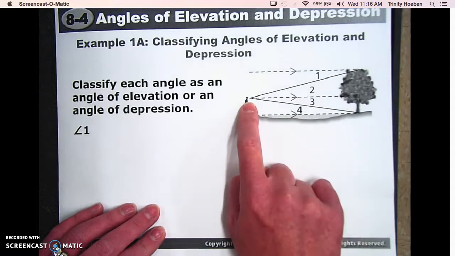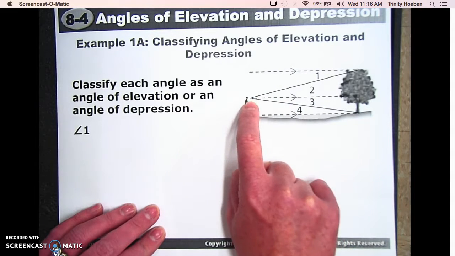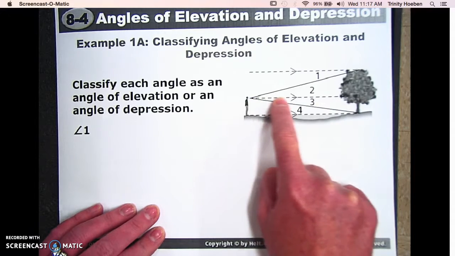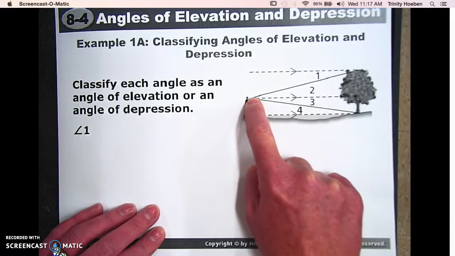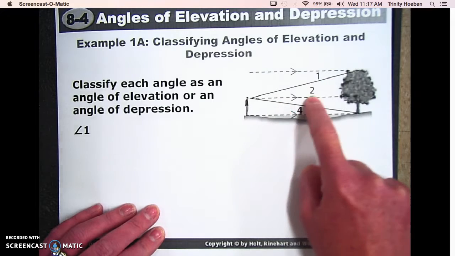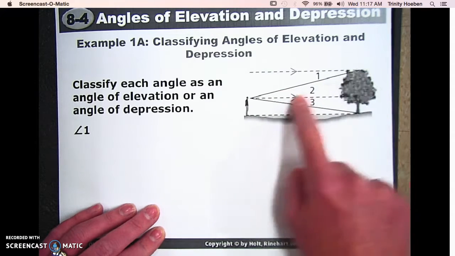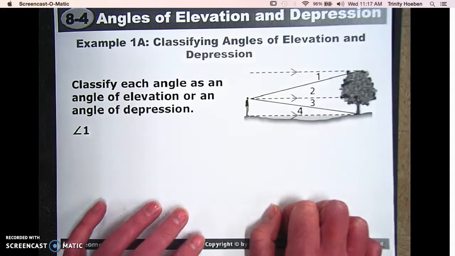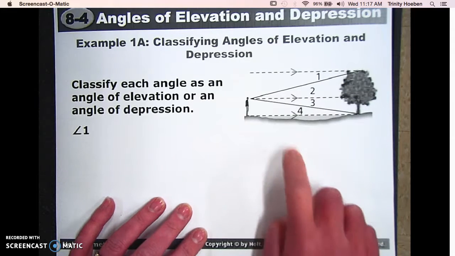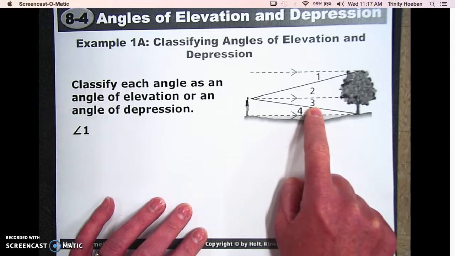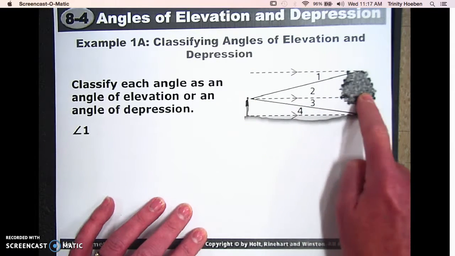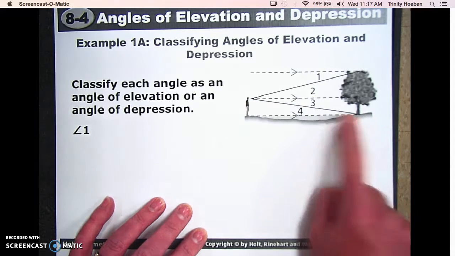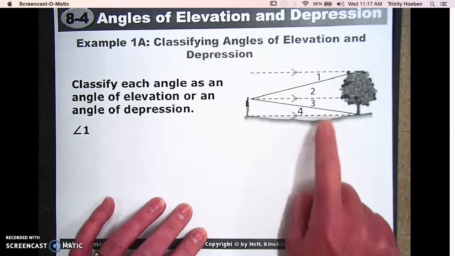How about angle 2? So you have this person right here, and there's the horizontal line going over to the tree, but then the line that it shares with angle 2 right here goes to the top of the tree. So is that an angle of elevation or an angle of depression? Elevation. Okay. How about angle 3? So there's your horizontal line, and the other angle that it's sharing with goes down to the ground. So that's an angle of depression.